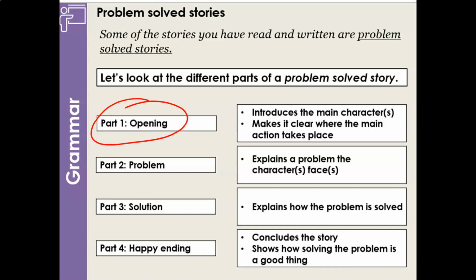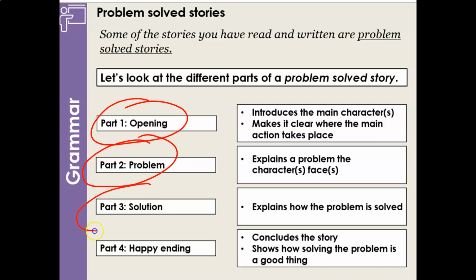Number 2, we need a problem then. So this explains what problem the character faces. In the case of Johnny, again, the problem he faced was he really wasn't a competent enough cyclist and his bike really wasn't up to the job of these very, very steep declines.